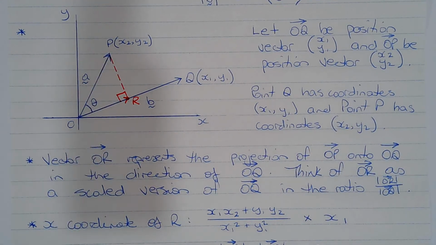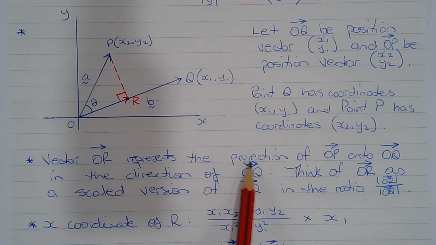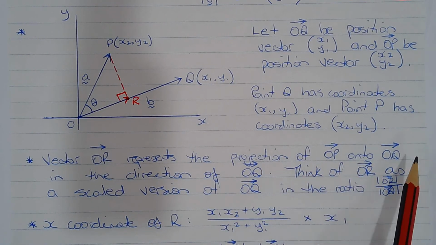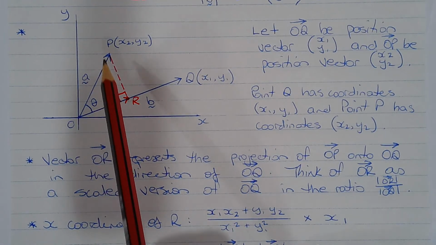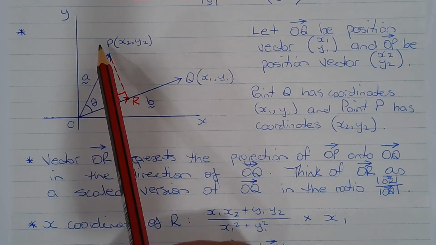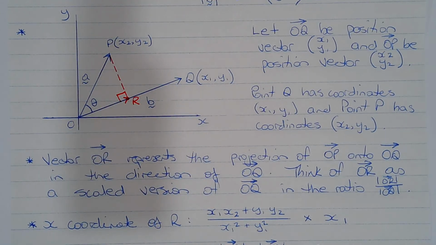Now vector OR, so that's this vector here from here to there, represents the projection of vector OP onto vector OQ in the direction of vector OQ. So this is the shadow of OP onto OQ, which is vector OR. And you can think of vector OR as a scaled version of vector OQ in the ratio, the magnitude of vector OR over the magnitude of vector OQ.